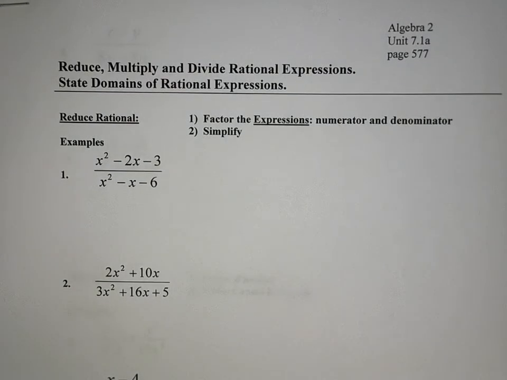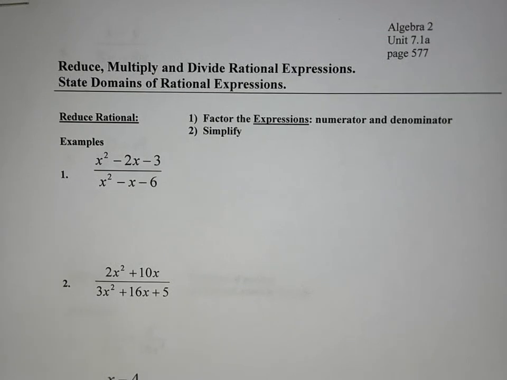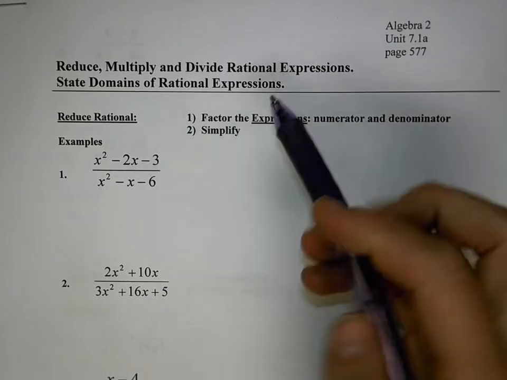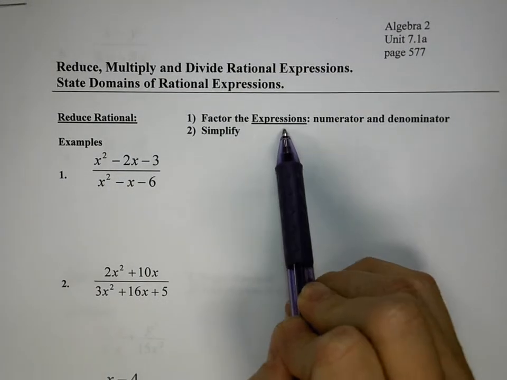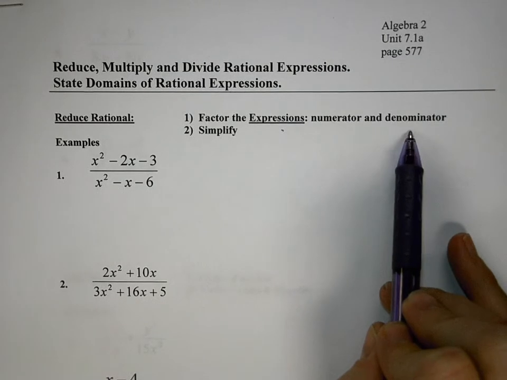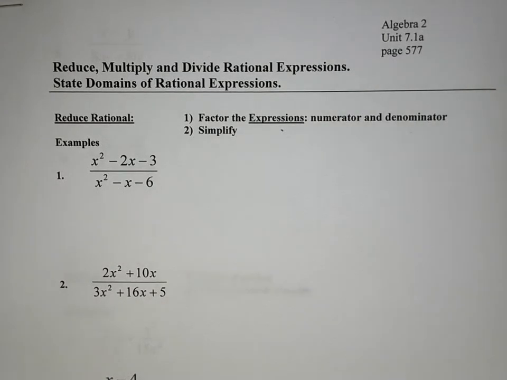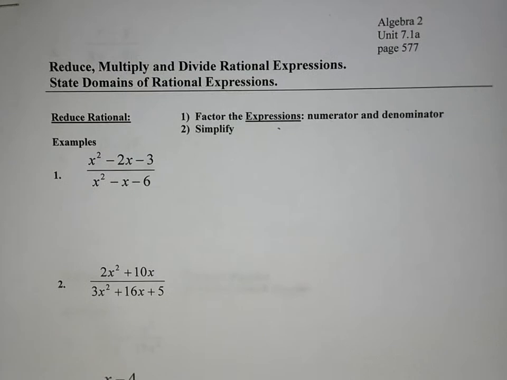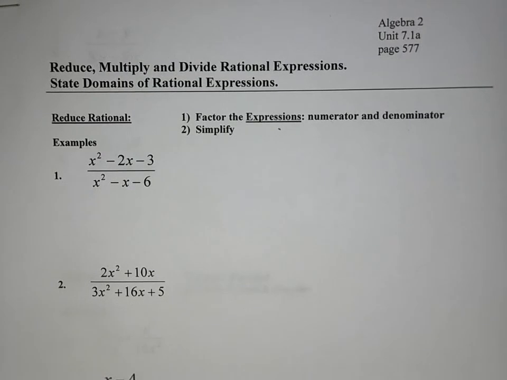Today we're going to start with 7.1a. We are going to be talking about reducing, multiplying, dividing rational expressions, and also finding what the domain is. The first thing when we're doing this is that you want to factor the expression. Make sure you're doing the numerator and the denominator, the top and the bottom, and then you'll simplify or cancel out any like terms that you are able to.